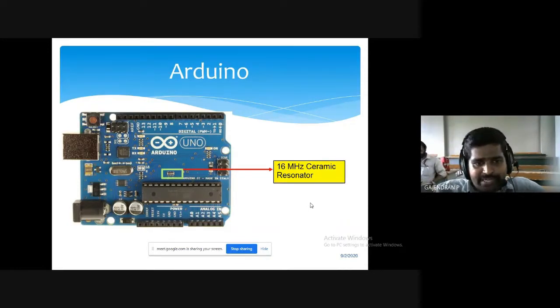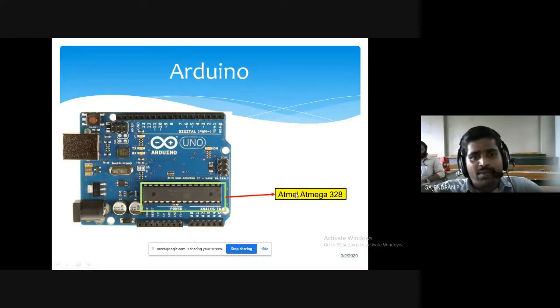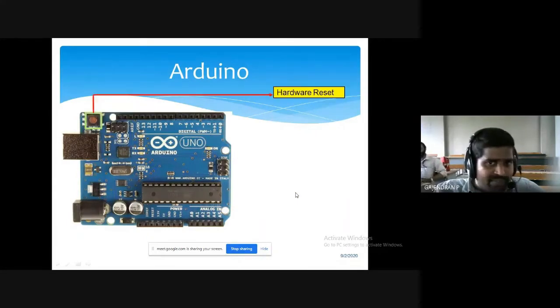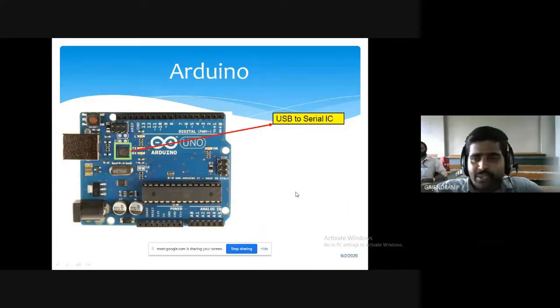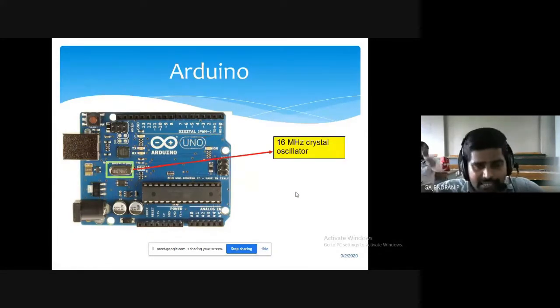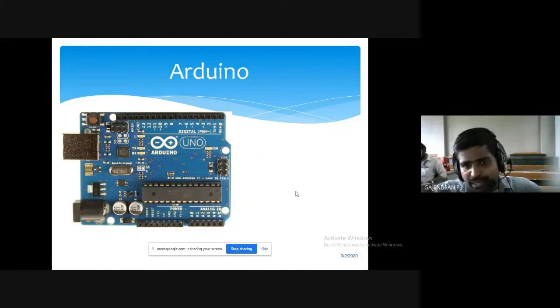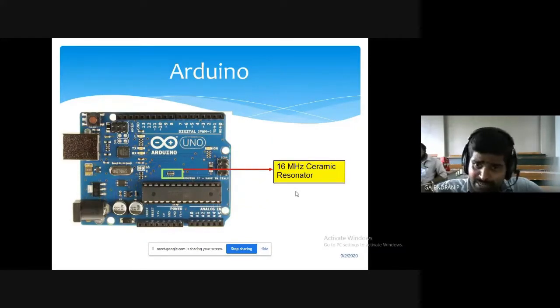How many IC chips are available? Few more IC chips are available. You leave that one. Consider this main controller and USB serial communication. These two are important. Okay. What is the takeaway from this slide? Reset, USB to serial IC, crystal oscillator, main controller, then ceramic resonator.